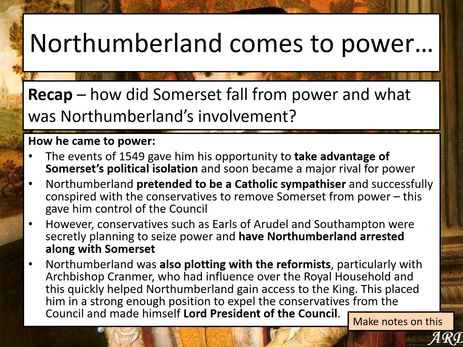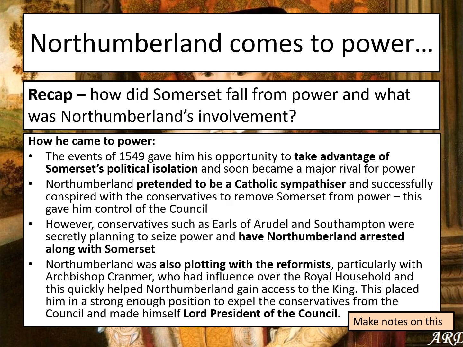This then gave him control of the council with the help of the Catholic sympathisers, but then he turns his back on them. Look at this next point. The Conservatives, like the Earl of Arundel and the Earl of Southampton, were secretly planning to seize power, so they obviously didn't trust him either.